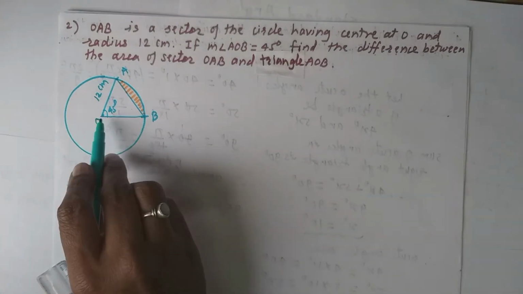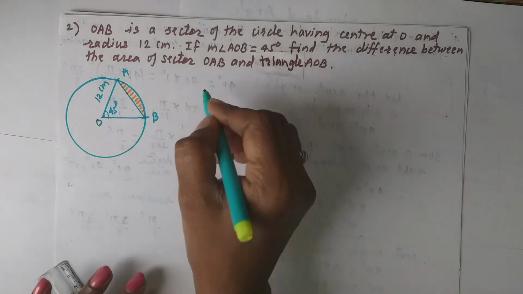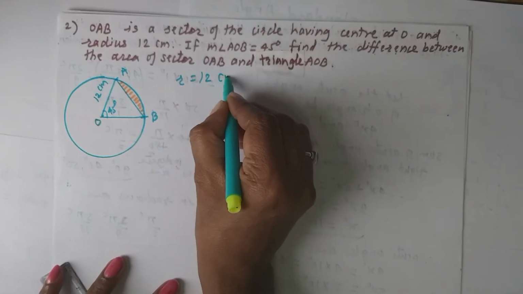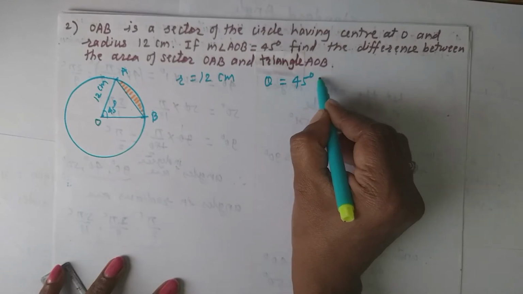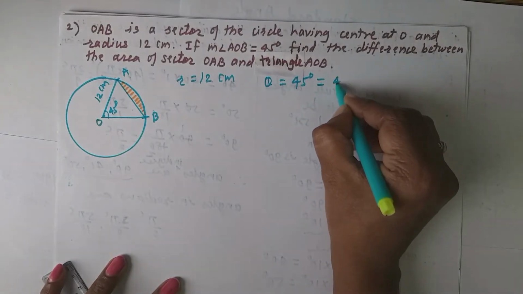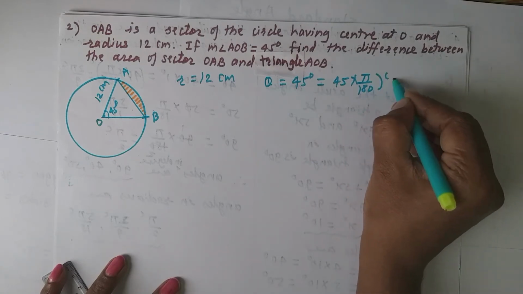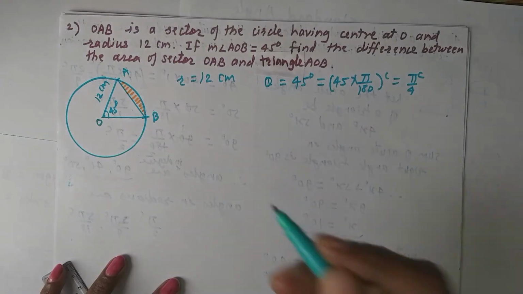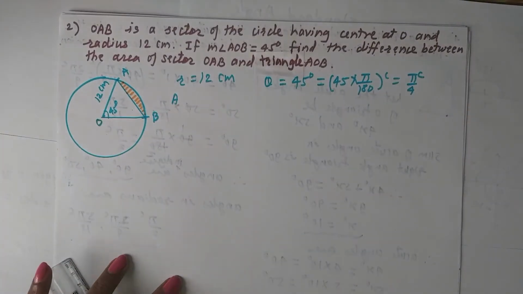Okay. Now this angle is 45 degree. Then here first I will find area of sector. See here R is 12 centimeter and angle theta is 45 degree. First convert this angle into radians. Multiply this angle by pi by 180. And after simplification, this is nothing but pi by 4 radians.